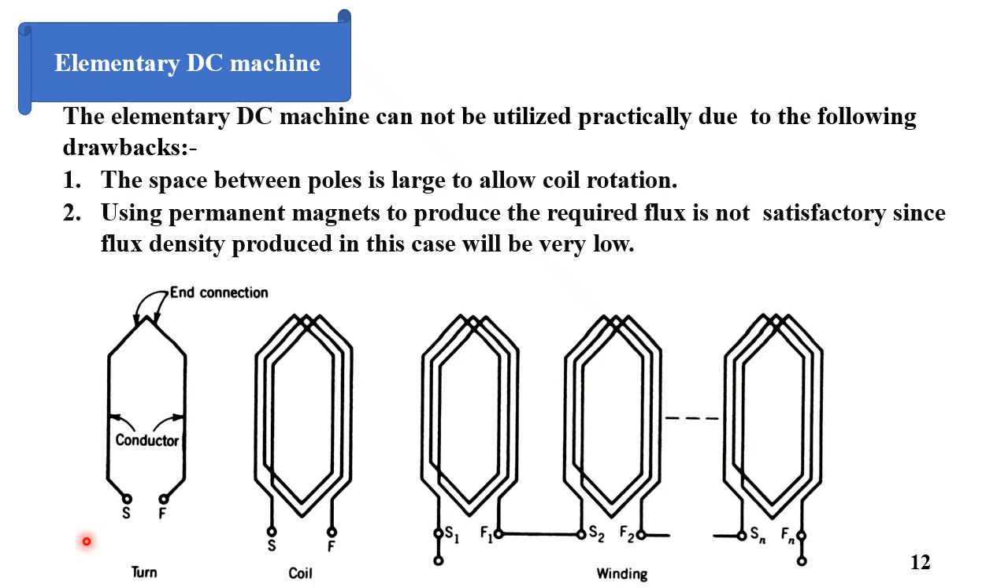To remedy these drawbacks, we have increased the coils. We have the turn, connecting multiple turns to form a coil. Then we connect coils in series with each other to form the winding.